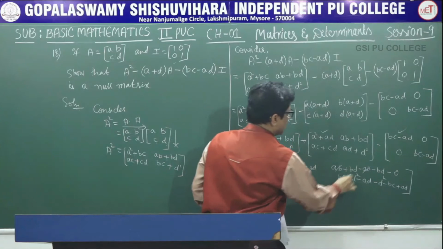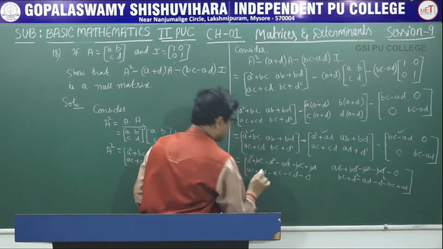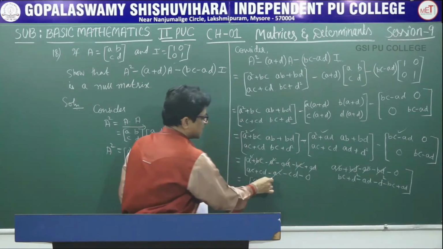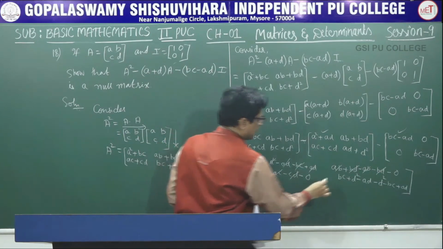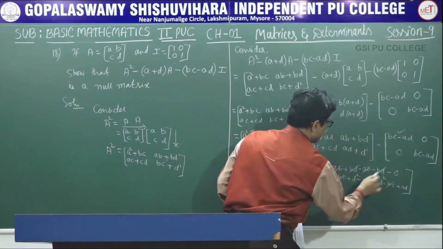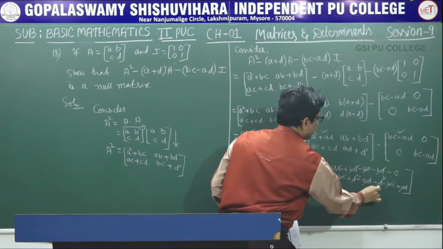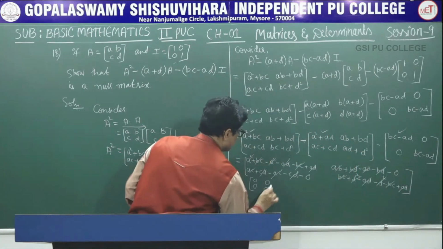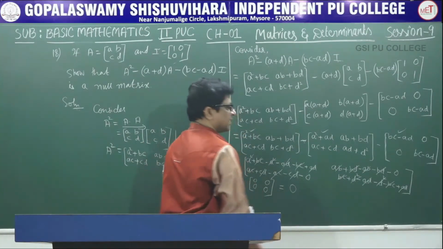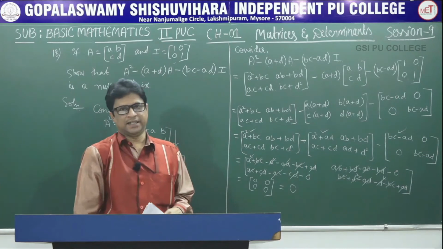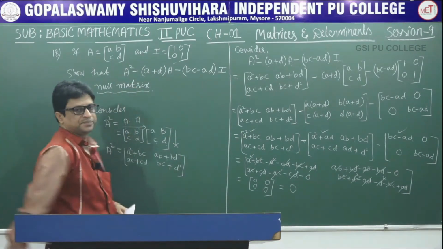AB minus AB, BD minus BD, so that also becomes 0. AC minus AC, CD minus CD, 0. BC minus BC, minus AD plus AD, D square minus D square will get cancelled, that will also be equal to 0. So this is nothing but O, that is the null matrix, which is the required result.